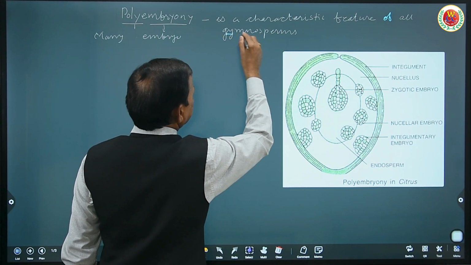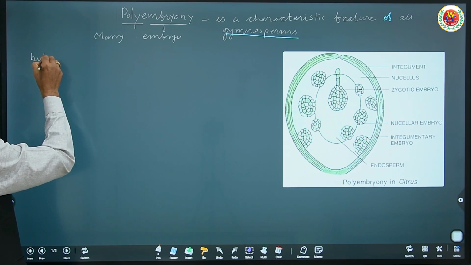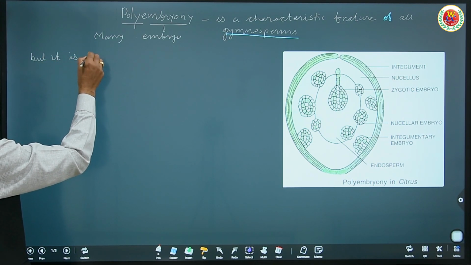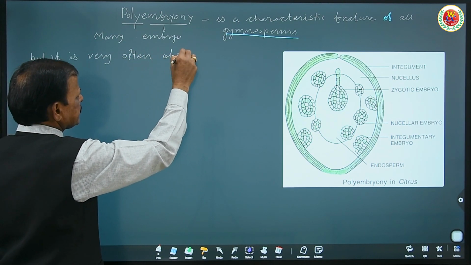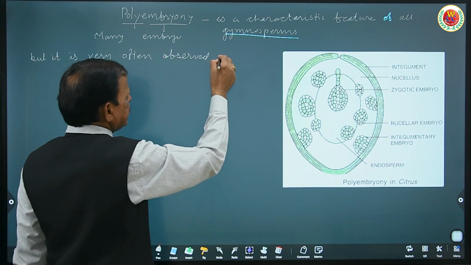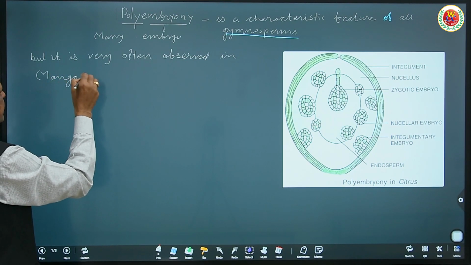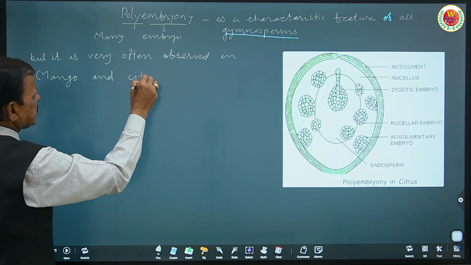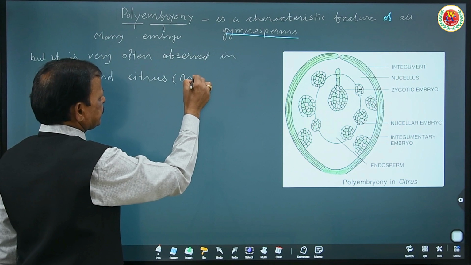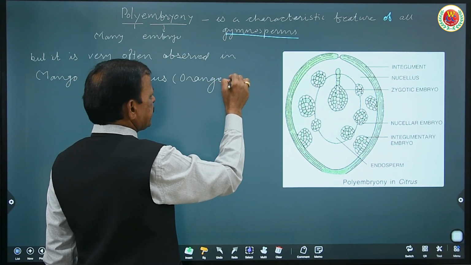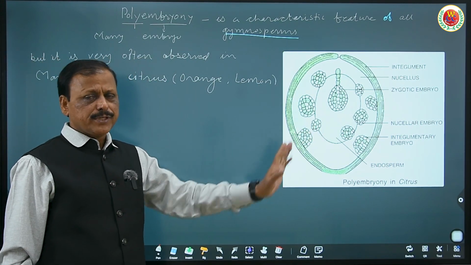So remember this, as it is a characteristic feature of gymnosperm, but it is very often observed in mango and citrus family plants. Citrus, that is orange, sweet lemon and so on. So how does it occur? Here it is clearly shown in the diagram.